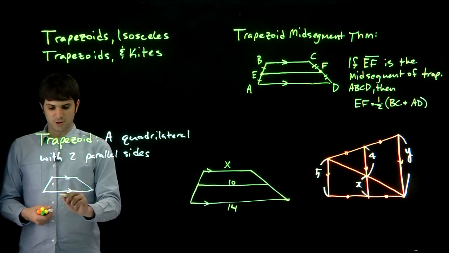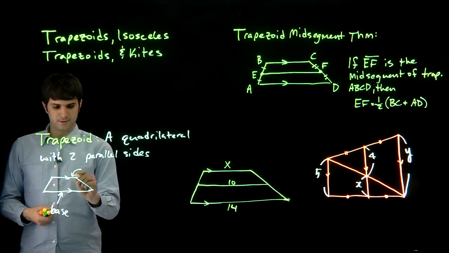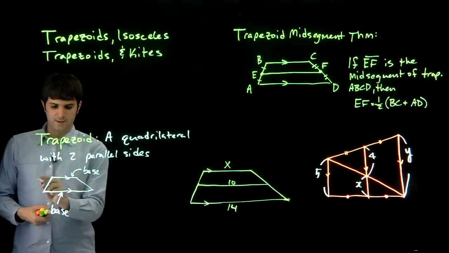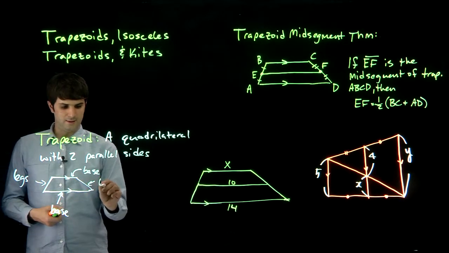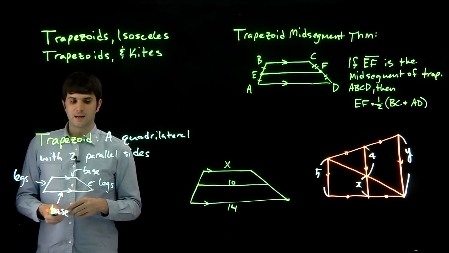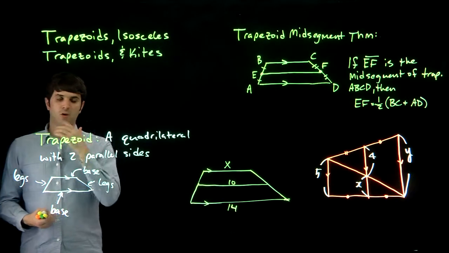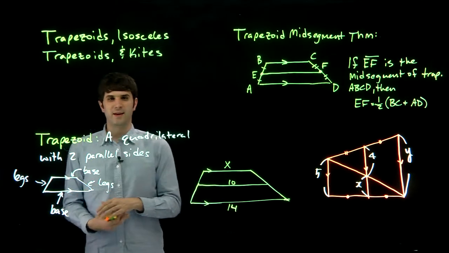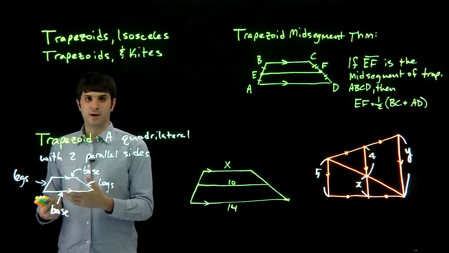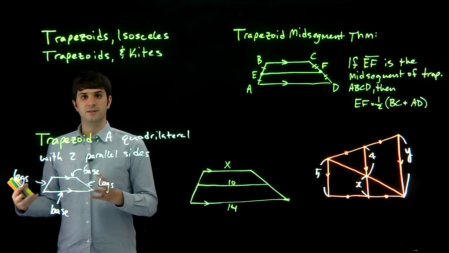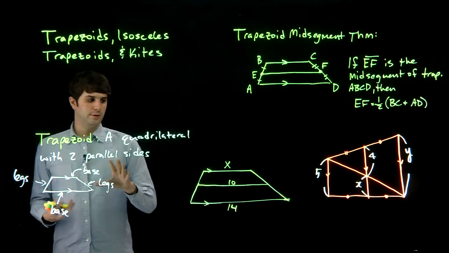The two parallel sides are called the bases. Okay, so this is a base, this is a base, and then these are called the legs. So trapezoids have legs and bases, and especially if you already know the area of a trapezoid, you might already know some of these things because we use the language of bases. So this is what a trapezoid is.